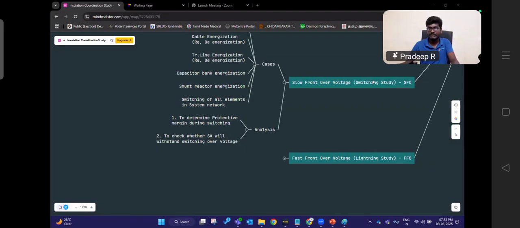There is a duration, I will be coming back. Yes, how to set over voltage setting for protection? Just kindly reframe this. How to set over voltage setting for protection?